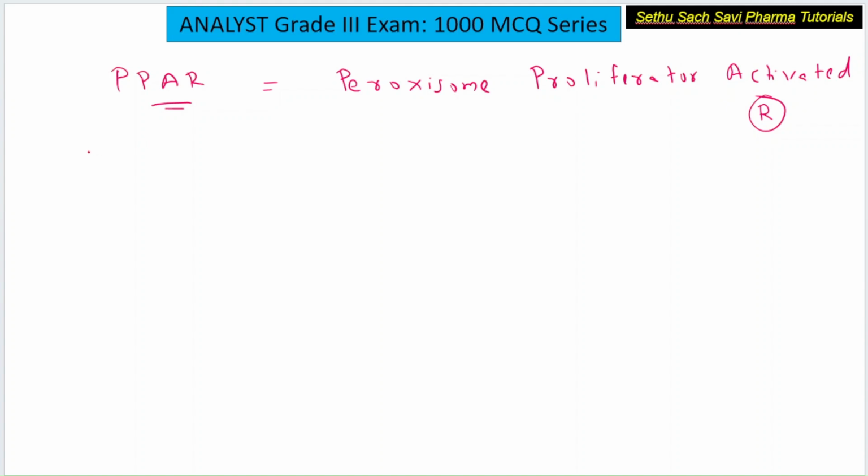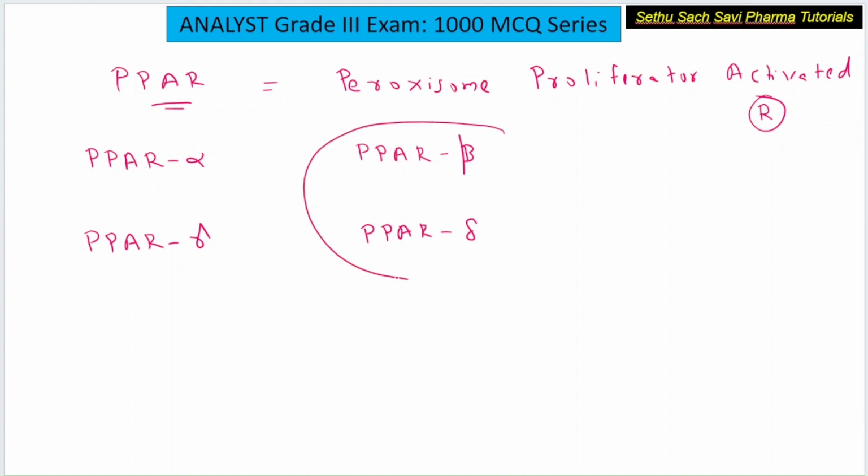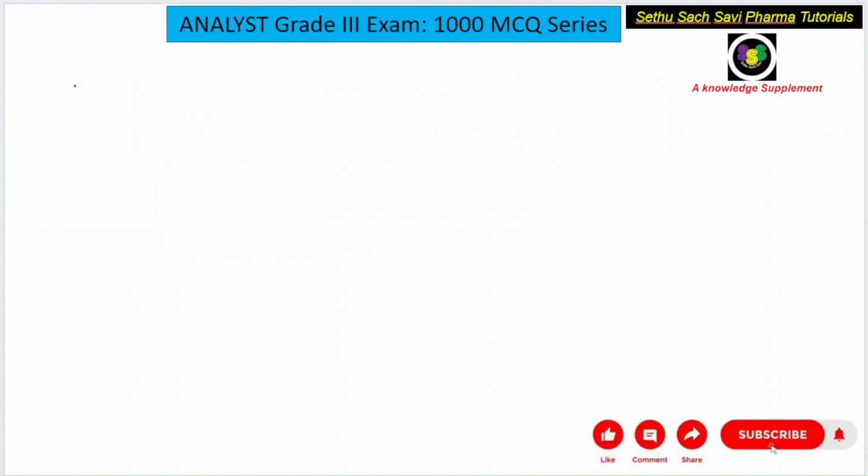Now this PPAR, basically they are of different types. One is PPAR alpha. They have subtypes: PPAR alpha, then you have PPAR beta, then you have PPAR gamma. You also have PPAR delta. Okay. So PPAR beta and delta, they are basically the same, so we'll not discuss that. The most important ones are PPAR alpha and PPAR gamma. Okay, so let's take PPAR alpha.